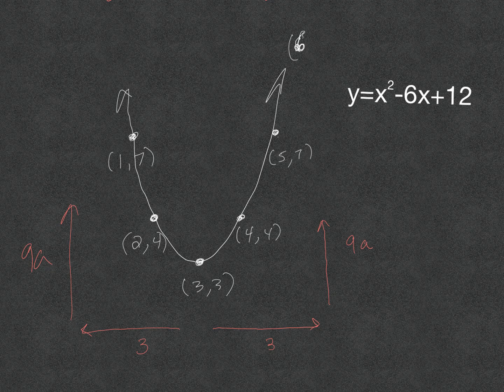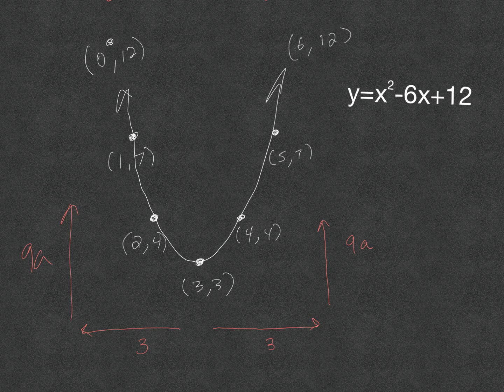Oops, let me write that again. It's going to give me 6. Next point, 6. Over means to the right, to the right, and then up 9a. Up 9 from 3 is going to give me 12. And then the other side, I'm going to have 0, 12, which you already knew.